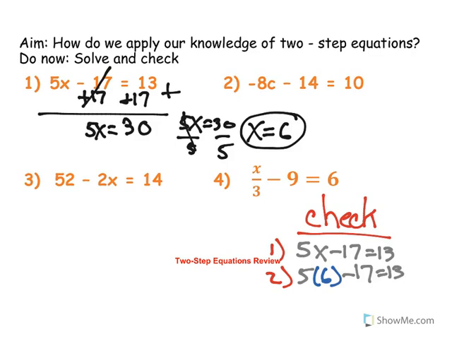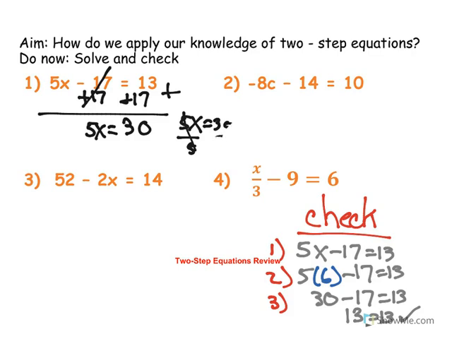Step 3 is to evaluate using the order of operations. I have multiplication and I have subtraction, so I follow the order of operations, meaning I multiply 5 by 6 to give me 30. Then finally I do my subtraction, which is 30 minus 17. Then our left side is equal to our right side. That means we're correct, x really was equal to 6. Okay, let's take a look at the next one.